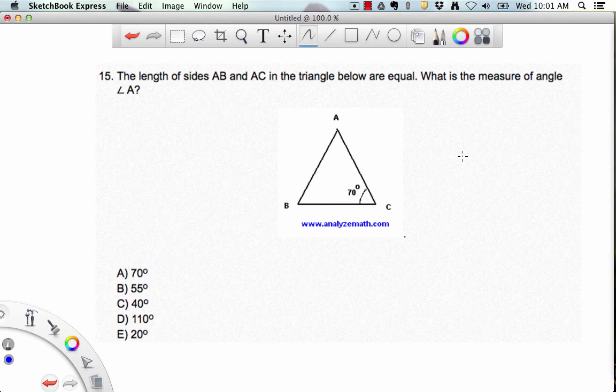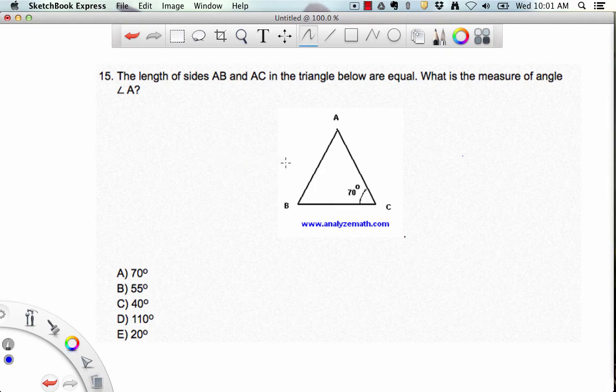So this one, we've got a picture there. That's usually the first thing I notice. Triangle, one angle's labeled 70 degrees. You can't go by the pictures to assume it's equilateral or isosceles. Instead, you have to read to see what kind of properties they're expecting. So this one says the length of sides AB and AC below are equal.